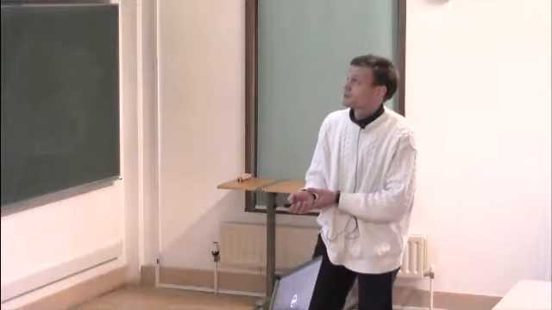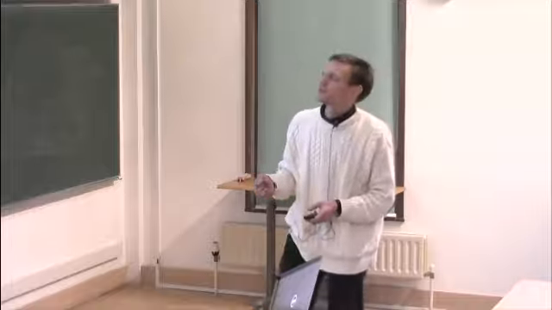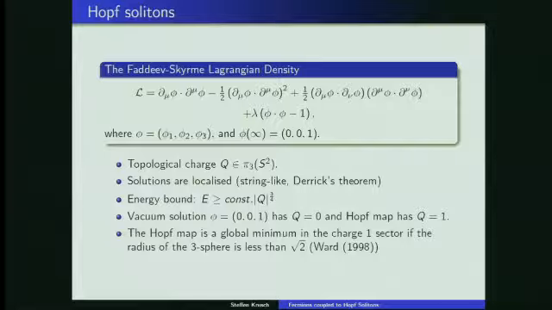Okay, so what's the story about Hopf Solitons? Well, if you write down the Lagrangian, it's basically the same, apart from that now you have a 3-component field, and the normalization condition is, again, that at infinity you're mapping to a point.